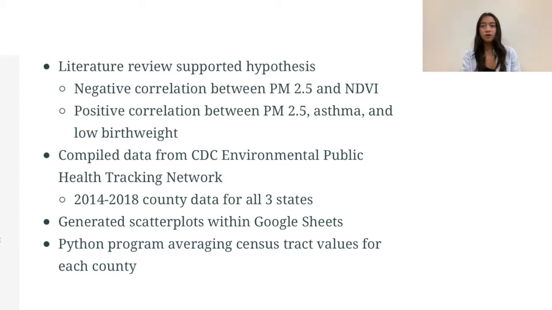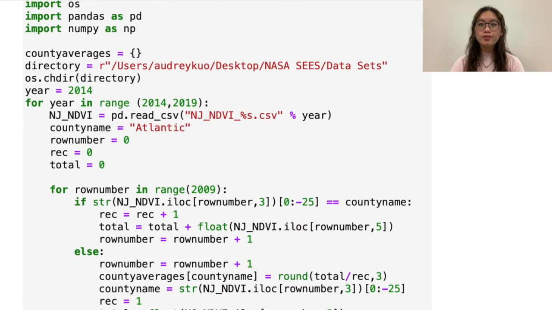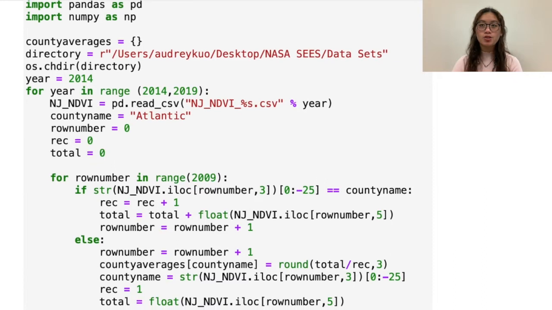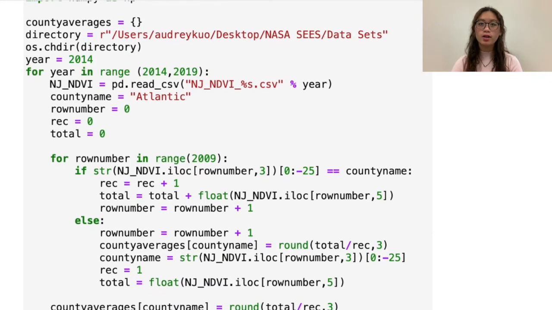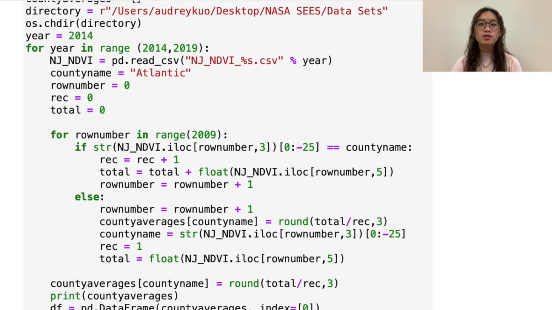We collected all of the data and images for all three states from the years 2014 to 2018 from the CDC National Environmental Public Health Tracking Network. Next, we compared PM 2.5 to the different chosen factors by importing the data into Google Sheets and generating scatter plots. For NDVI, the CDC NEPH tracking network did not give data organized by county, but rather by individual census tracts.